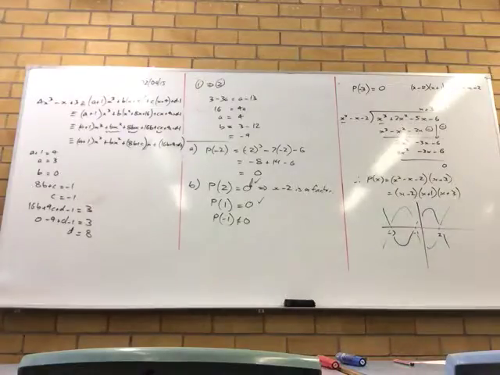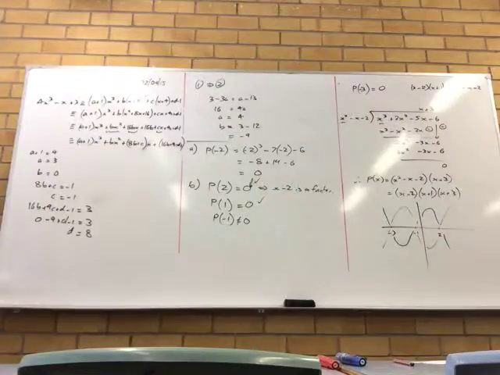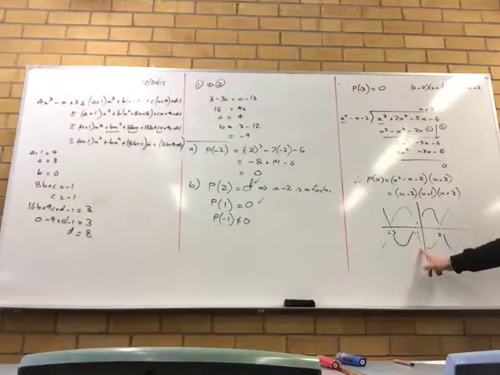How do I know which one's going to go? Substitute a point. What's P of 0? P of 0 is -6. So it's going to cross the y-axis at -6, isn't it? So it's going to be the green one.